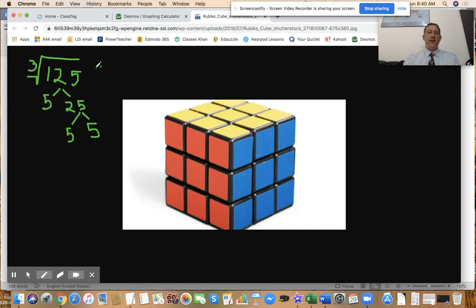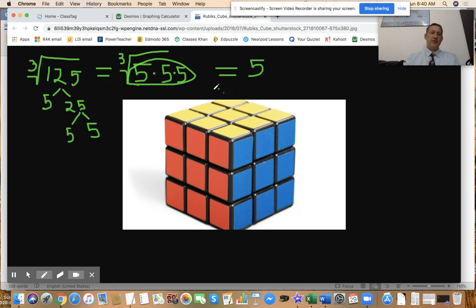Okay, so 125, and you do not have to write it like this when you do cube roots, by the way. 125 is 5 times 5 times 5. I have a set of 3. So the cube root of 125 is simply 5. Did you see it? What number did we multiply together 3 times to get 125? It was 5.